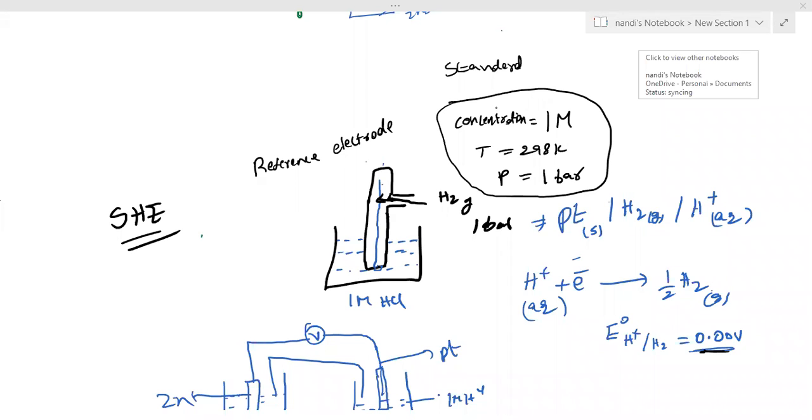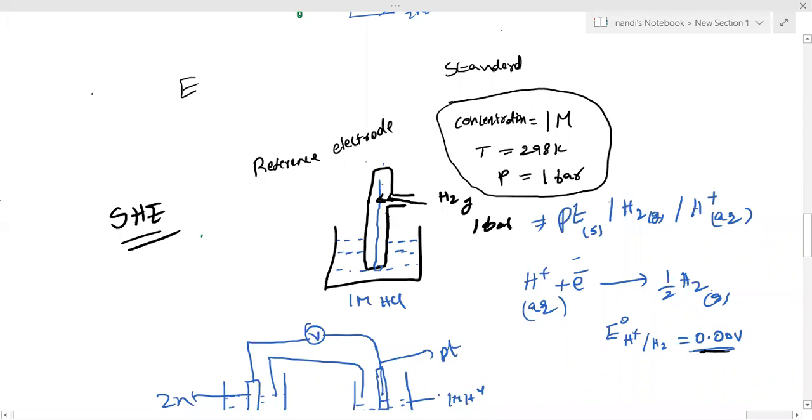E means EMF, electromotive force, which I am calculating. I am representing just in terms of EMF. For the hydrogen electrode, how much is the EMF? 0, sir. This is our reference electrode, 0. So whatever the table on page number 71, please come to the back, page 71.